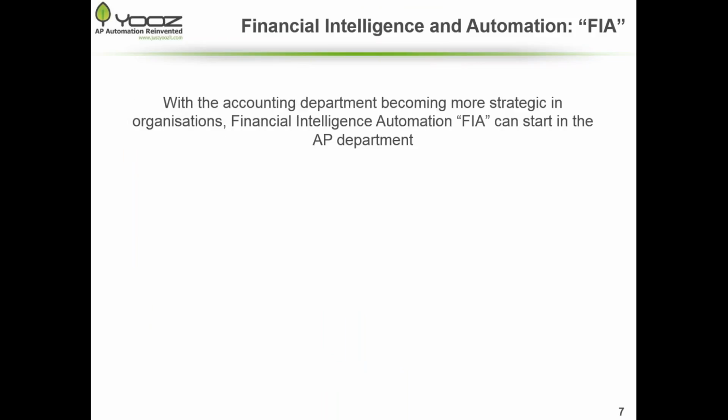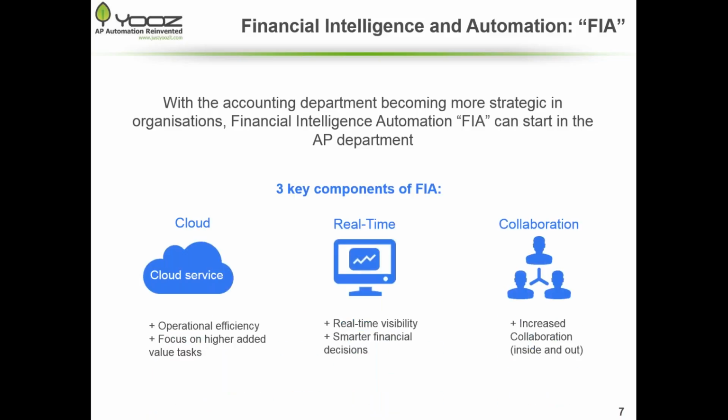Looking at financial intelligence and automation, so FIA. With the accounting department becoming more strategic in organizations, FIA can even start in the accounts payable department. So there are three key components of financial intelligence and automation. The first key component is cloud, so the cloud service, which is going to give much more operational efficiency and enable companies to focus on higher added value tasks.